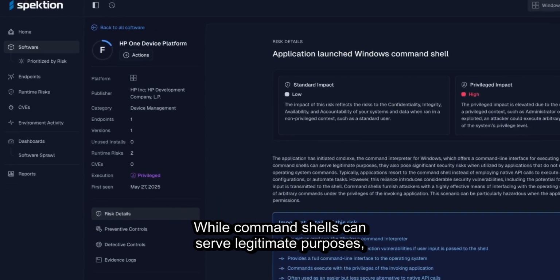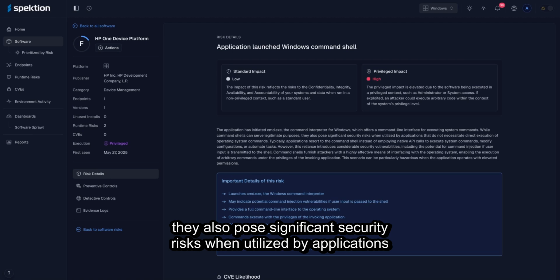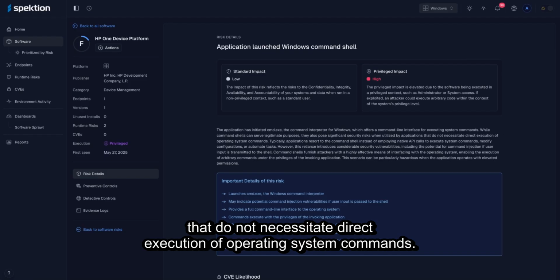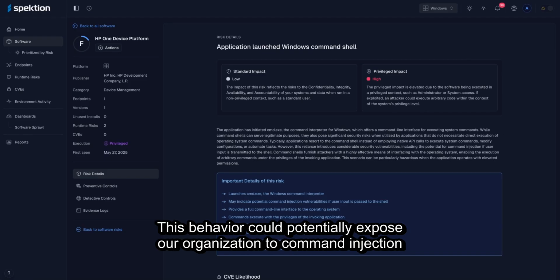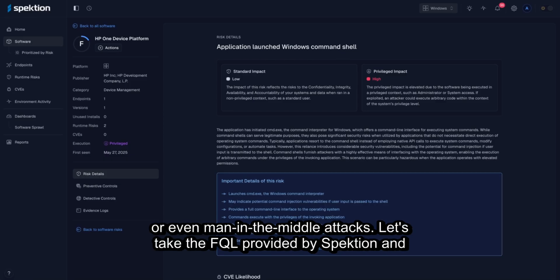While command shells can serve legitimate purposes, they also pose significant security risks when utilized by applications that do not necessitate direct execution of operating system commands. This behavior could potentially expose our organization to command injection attacks, privilege escalation tactics, or even man-in-the-middle attacks.